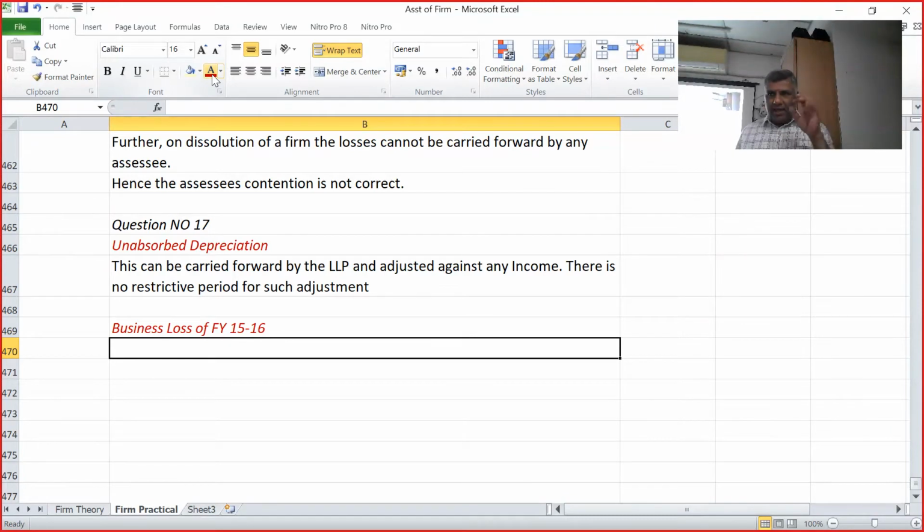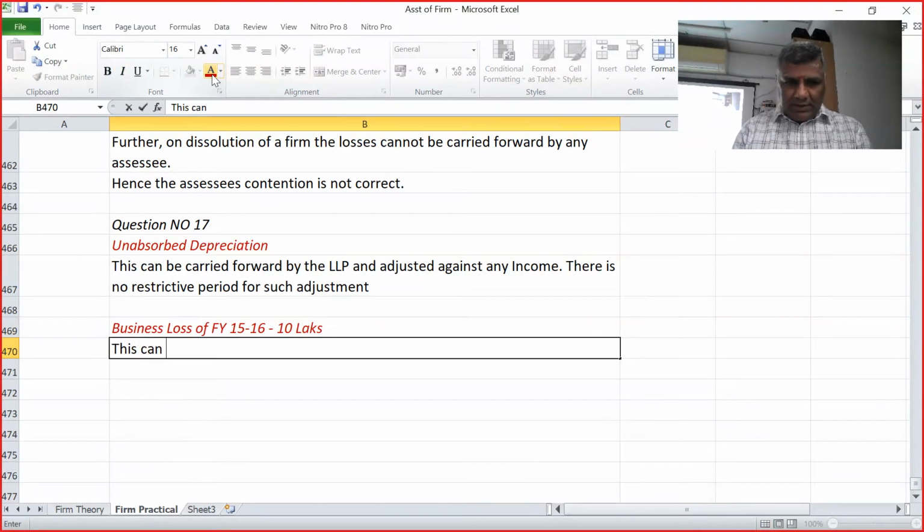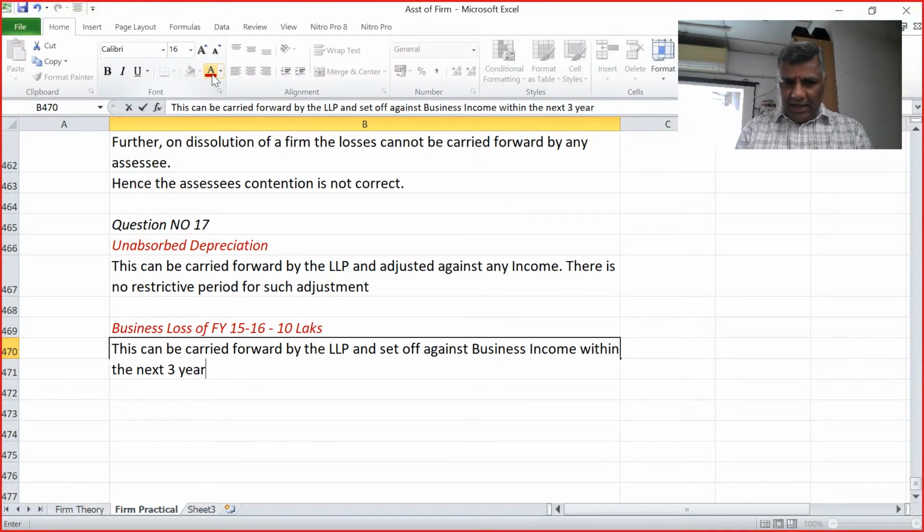Here they have given the year. That was a pure theoretical question. This is also a practical question. Business loss of 15-16, 10 lakhs. This can be carried forward by the LLP and set off against business income within the next 3 years. Balance period. 5 years is already over. So this has to be set off over the balance, remaining period.